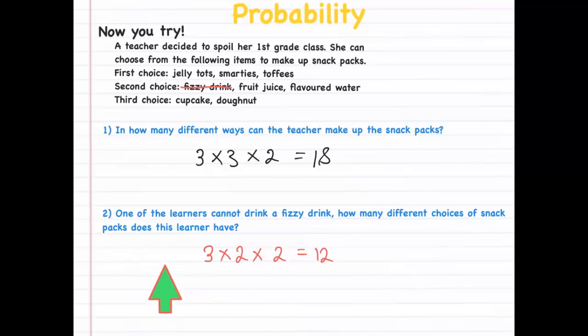And that is basically what this basic principle is all about. So if you have a certain amount of options for your first choice, we simply multiply it by the options for your second choice and the options for your third choice, and that will give you the total amount of different combinations.